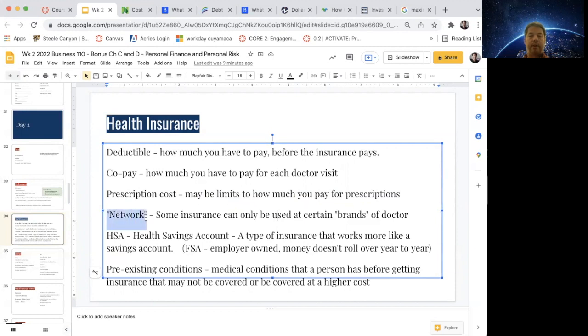Network is a big word. This is actually true for most insurances. So some insurance can only be used at certain brands of doctor. So in San Diego, Scripps Health Network is one network. Well, Scripps actually is divided into multiple branches depending on what insurance you have. So it can be even internal to that. There's certain networks that you can belong to. Kaiser is another one. I'm trying to think of another one off the top of my head, and I can't. But basically, if you're going to get the benefits of your insurance to the maximum that you can, you want to go to that place.